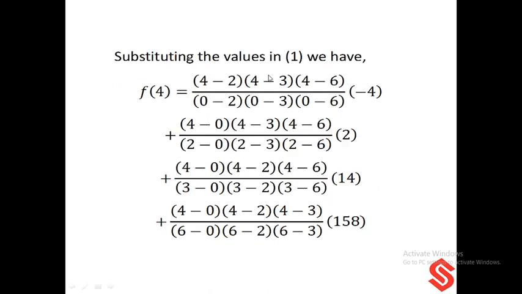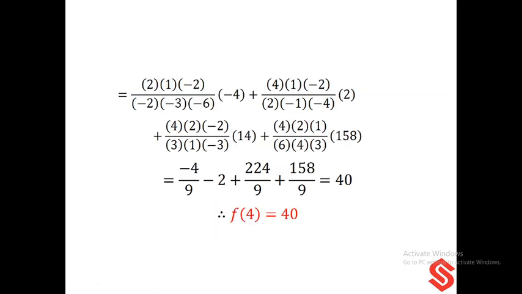Now substituting the values in equation 1, we know x naught, x1, x2, x3 and y naught, y1, y2, y3. Substitute the values and simplify. We get minus 4 by 9 minus 2 plus 224 by 9 plus 158 by 9, that is equal to 40. So f of 4 is equal to 40.